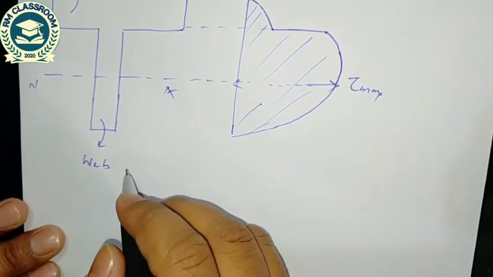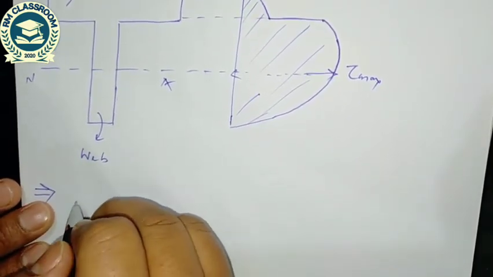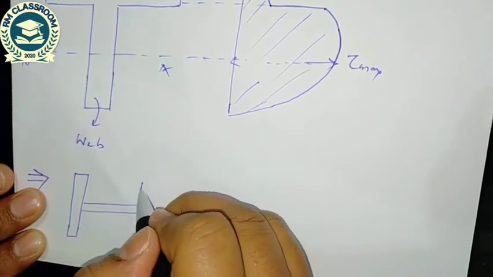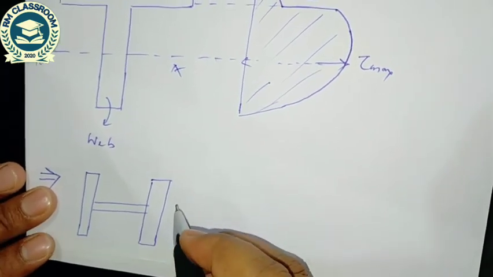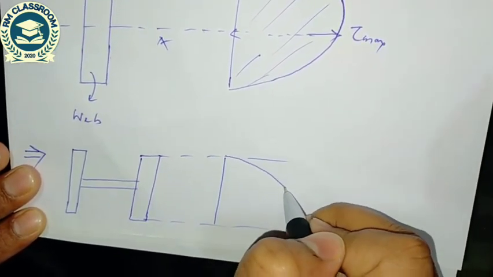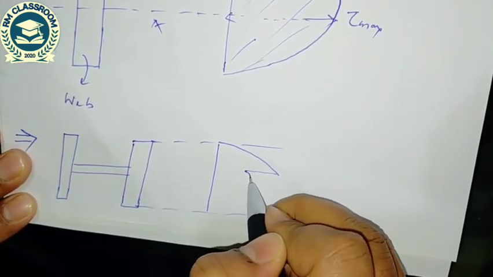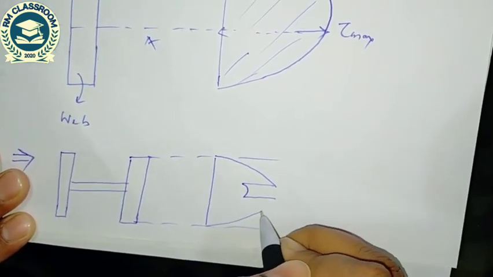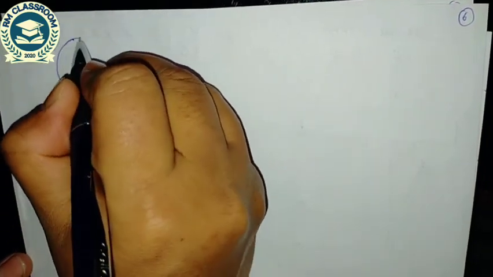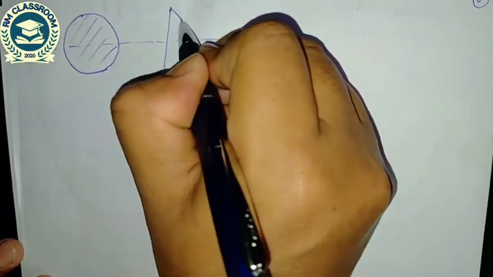Similarly, we can draw the shear stress distribution in H section. So if I draw the shear stress distribution in H section, it is coming like this. So this is the shear stress distribution in H section. And we have already seen in a solid circular section, the maximum shear stress occurs at the neutral axis.